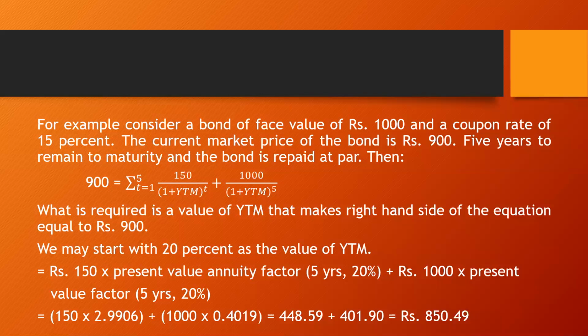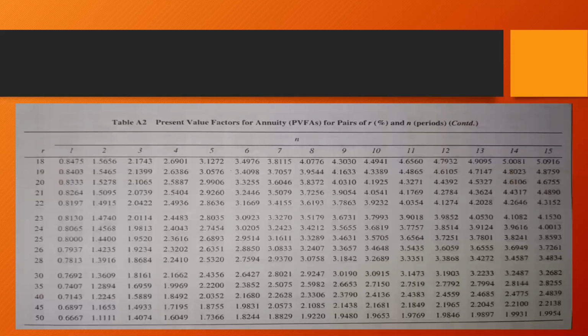The 20% is our assumption. The 5 years is given in the question as the maturity period. So we have to find the present value annuity factor. That can be determined from the present value annuity table. So this is the present value annuity table. See, the heading is given: present value factors for annuity. Such a table is available at the back of your textbook, in the last pages. So go to that. Then you'll be able to see that the number of years is given in the horizontal axis and the rate of interest is given in the vertical axis.